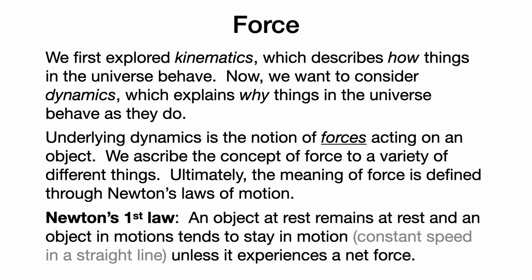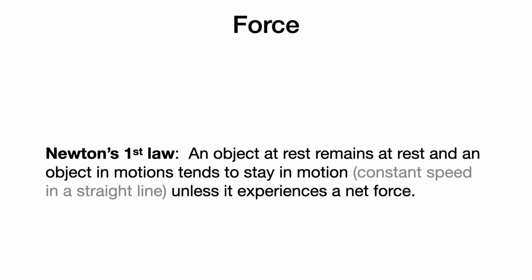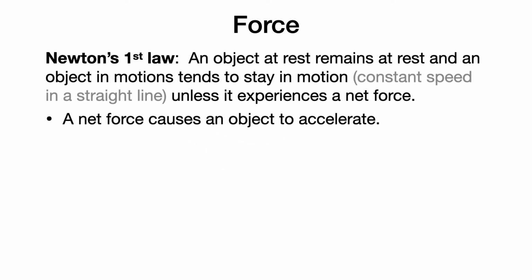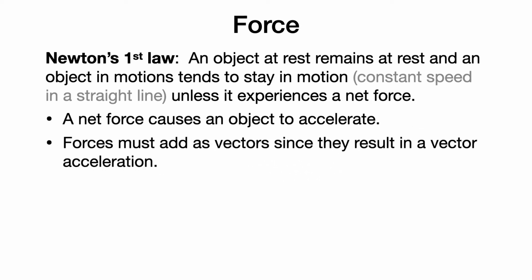Newton's first law of motion is that an object at rest remains at rest, and an object in motion tends to stay in motion, that is, constant speed in a straight line, unless it experiences a net force. So if we look at this statement, what it's saying is that a net force causes an object to accelerate. Now, these forces must add as vectors since, in the end, they result in a vector acceleration.